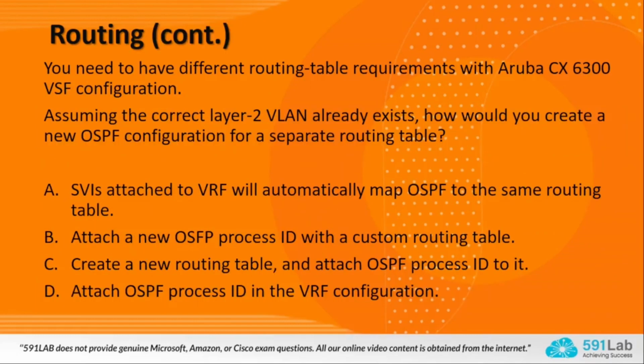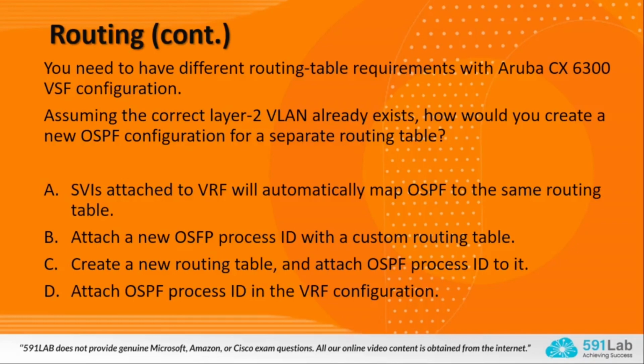Let's look at the next question under routing. You need to have different routing table requirements with an Aruba CX6300 VSF configuration. Assuming the correct layer 2 VLAN already exists, how do you create a new OSPF configuration for a separate routing table? The question is related to OSPF configuration for a new VRF.